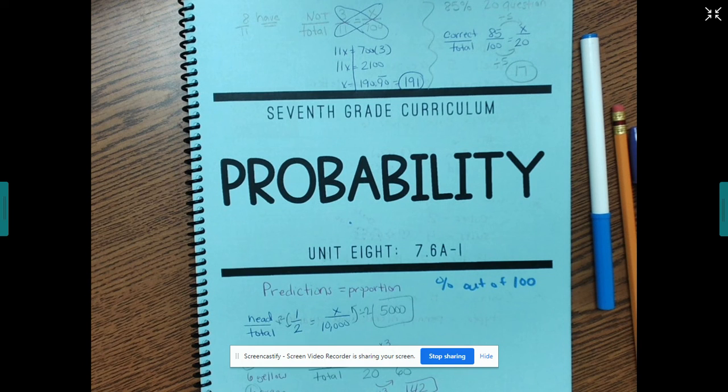Make sure that you write your what? Proportion. And what always goes on the bottom? Total. And what is percent always out of? 100. And what's the best class? Math.